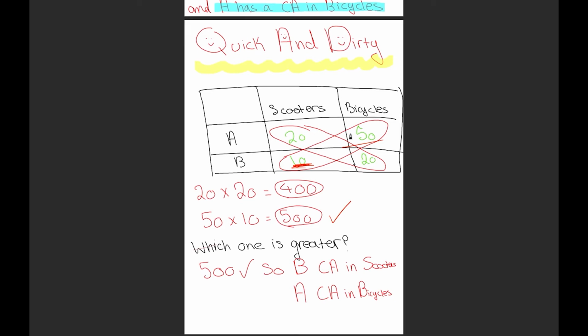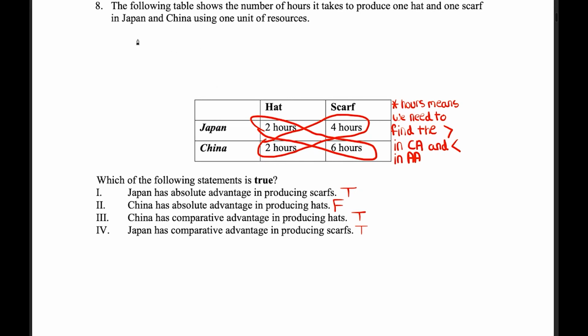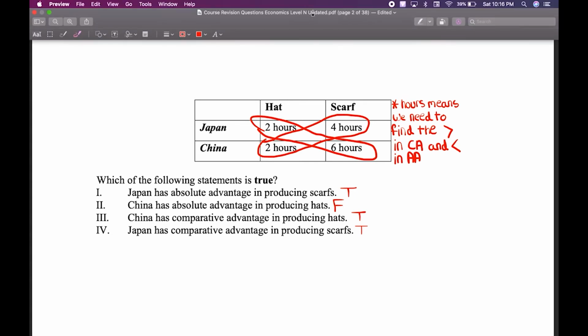Now let's move on to the course review question, and I'm doing question number 8. Why did I pick this question, you may ask? Because many people miss the idea that this is the number of hours. This is not the quantity. This is not the amount of goods I'm producing. This is the cost of production. This is my cost. This is how much time I'm spending.